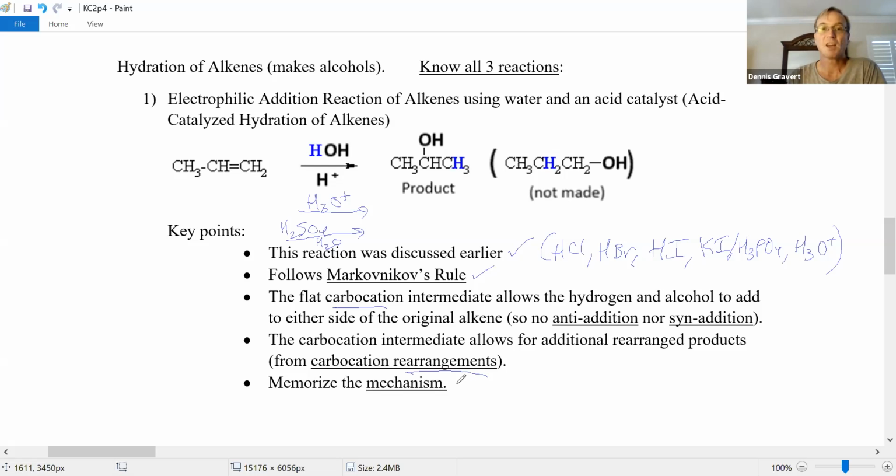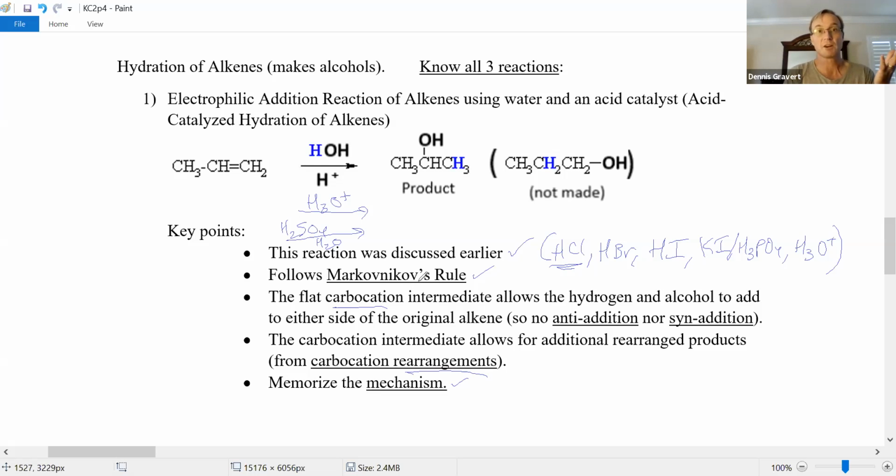Memorize the mechanism. I didn't show the mechanism specifically for hydronium ion reacting. We did the mechanism, I think, for HCl. As a review, because it is the same as HCl except it has one extra step at the end, I would just go ahead and do it for water with dilute acid reacting with an alkene.